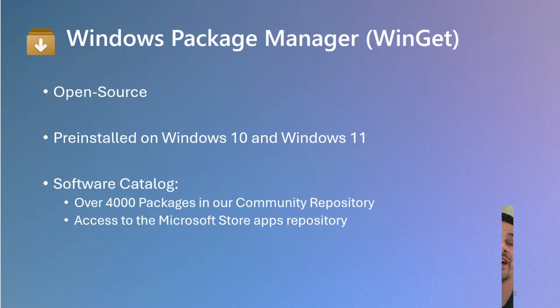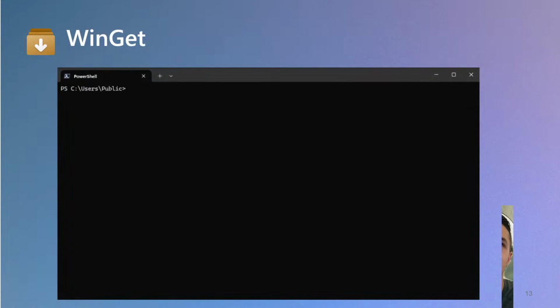With a catalog of over 4,000 packages ranging from development tools and productivity software to utilities, it has a lot of content for you and your users' devices. Now, I want to talk a little bit more about how it works. So to kick it off, WinGet operates through a simple command line interface using Windows Terminal.